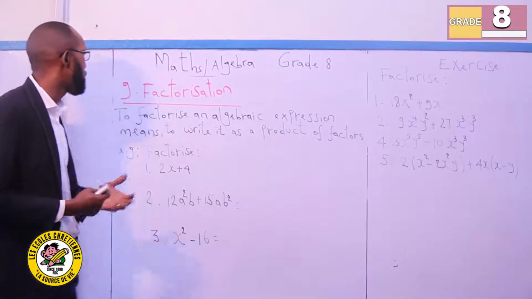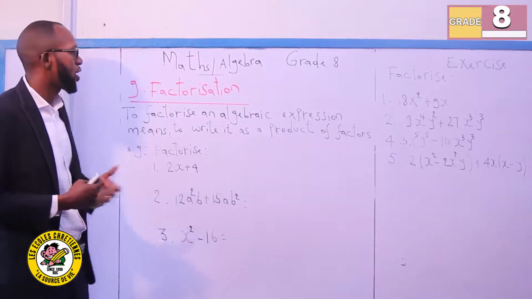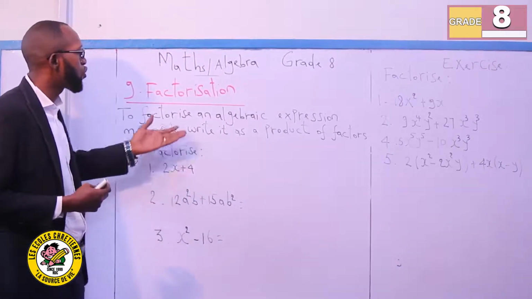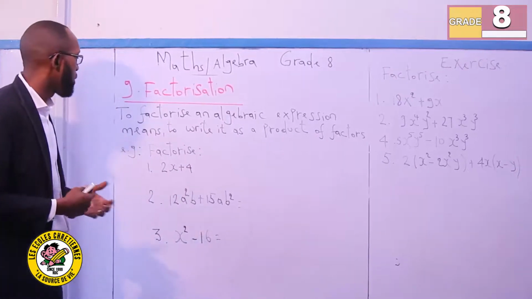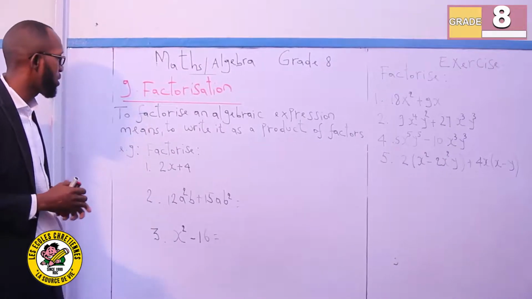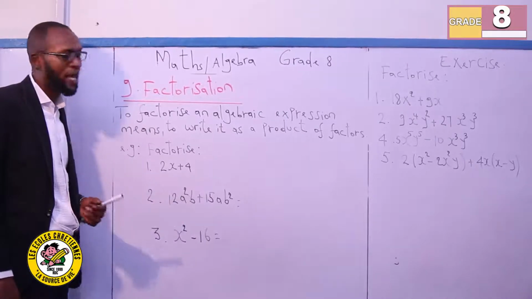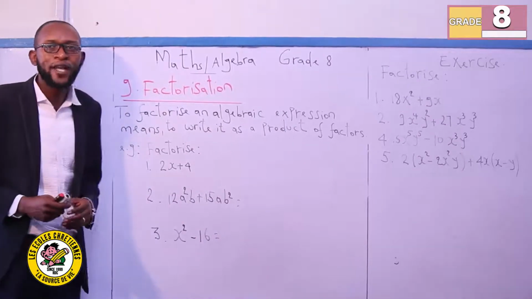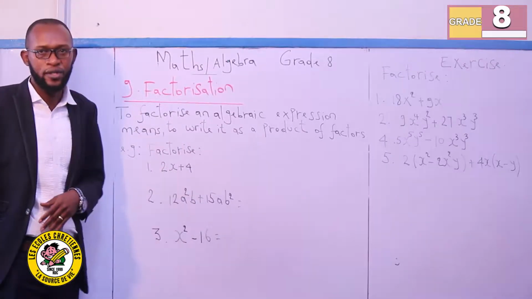So we start here to define what it is to factorize an algebraic expression. It means you need to write it as a product of factors. Okay? So you have an example here that I've given, 3 questions. The first, you have to factorize 2x plus 4. It means you need to find the factors of the terms or expressions that you have.